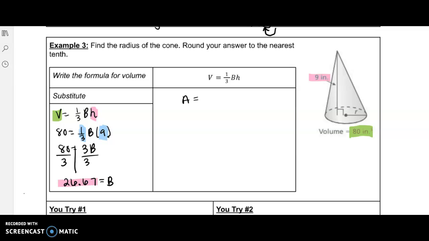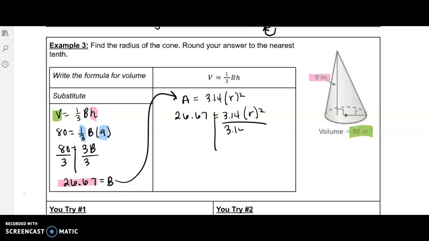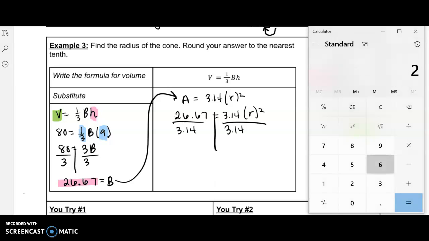The area equals 3.14 times our radius squared. So like I said, we're going to plug that in here. So we have 26.67 equals 3.14 times our radius squared. We're going to divide by 3.14 on both sides, and we get 8.49.